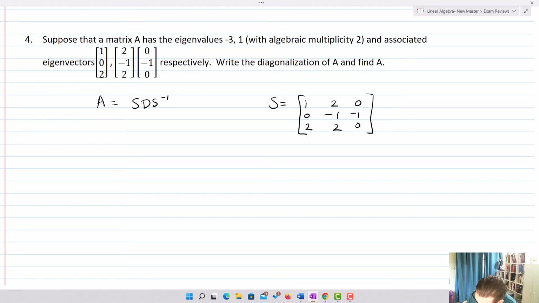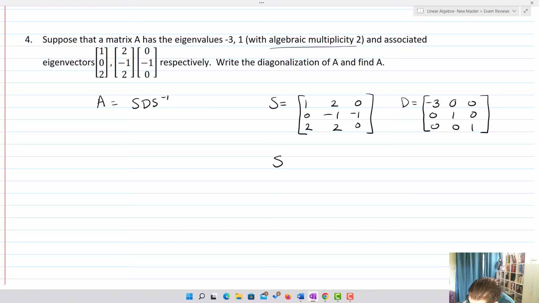And then what I'm going to do is set up what D is. D is my diagonal matrix, and I just have to remember that I have to have it in the proper order. So negative 3 is my first value, and then 1 has an algebraic multiplicity of 2, so that means we're going to have 2 values along the diagonal. The rest are 0, 0, 0, 0, 0, 0. There we are. So there's D.